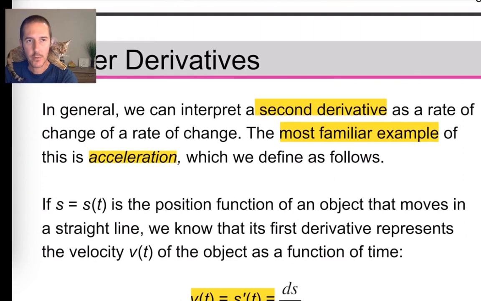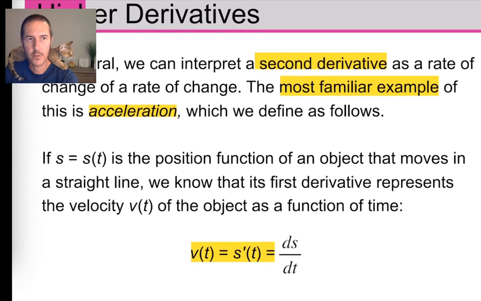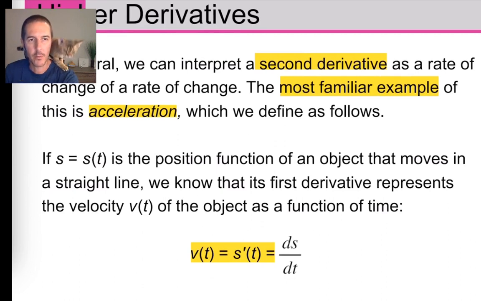So the second derivative can be interpreted as the rate of change of the rate of change, right? Because the first derivative was already the rate of change. So now you've got the rate of change of the rate of change. And the most frequently seen example of using the second derivative is in the relationship between position, velocity, and acceleration.